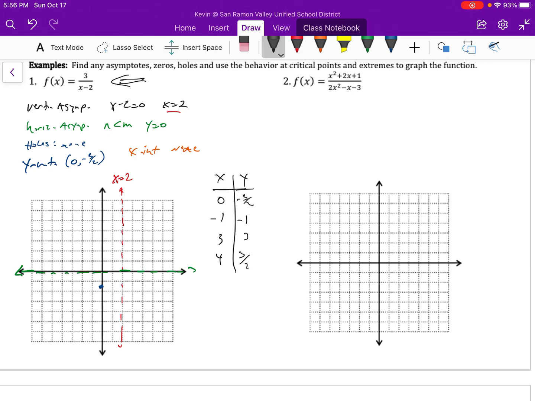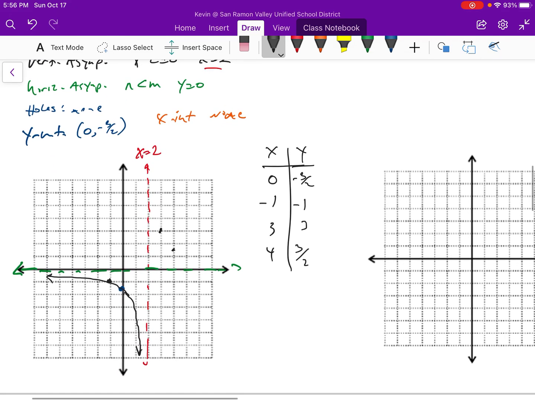Plot those points, 0, negative 3/2, we already knew that one. Negative 1 is negative 1, so that's right here. 3 is 3, 1, 2, 3, and 4 is 3/2, right around here. All right, so that tells us that our graph is going to look something like this. The ends of our graph are going to be heading towards those asymptotes, right? So we know they're going to be heading out here, getting closer and closer, and then connect these points, and we know it's going to start heading like that.